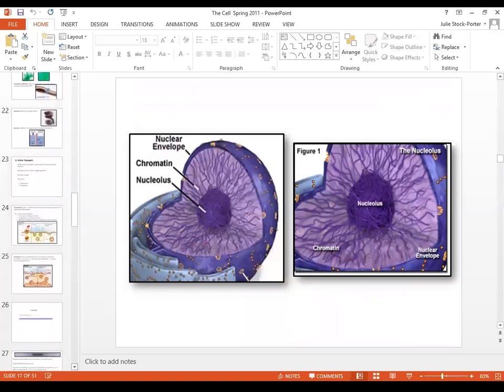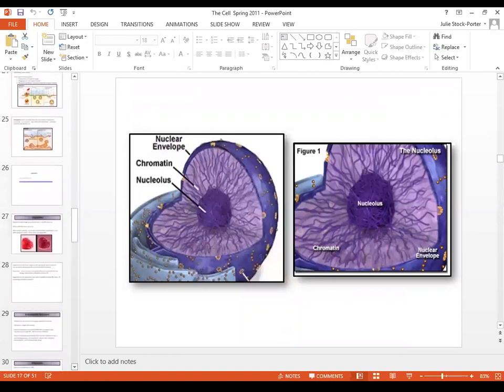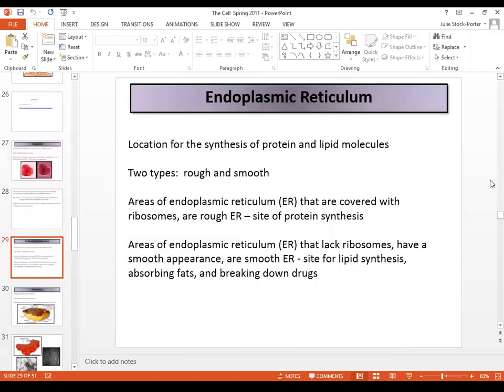The endoplasmic reticulum is this very layered, structured thing, and it's divided. There's two different types of endoplasmic reticulum. We have a rough endoplasmic reticulum, and we have what is called a smooth endoplasmic reticulum.